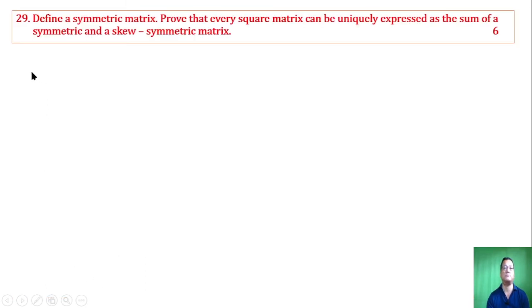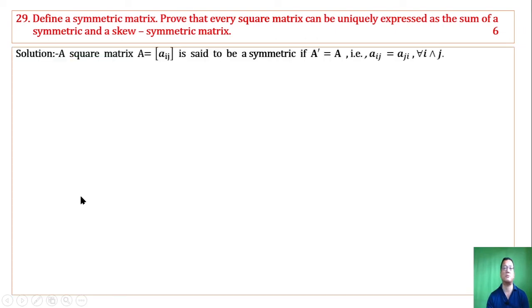Question number 29. Define a symmetric matrix. Prove that every square matrix can be uniquely expressed as a sum of a symmetric and a skew symmetric matrix. Symmetric matrix ama masak ta'u every square matrix khudingmak symmetric amaga skew symmetric amaga anigi samda phongdokpa yai. Uniquely phongdokpa yai habasi prove to 6 marks.